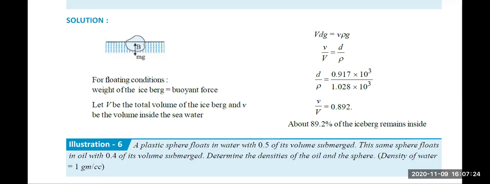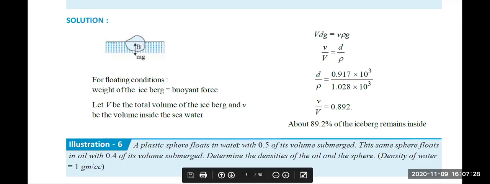Okay, let's see, guys. Now, what is given? A plastic sphere floats in water with 0.5 of its volume submerged. This same sphere floats in oil with 0.4 of its volume submerged. So 0.5 means 50%. Determine the density of oil and sphere. Now, don't you think that this is easy? Think about it.